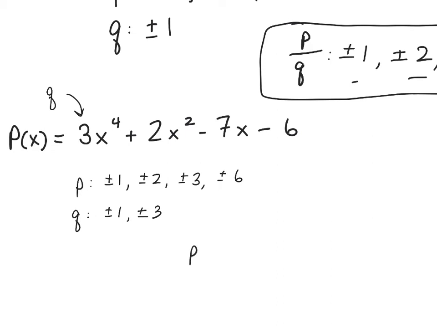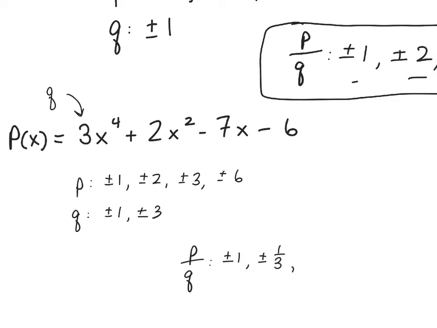So now when we make our list using the rational zeros theorem, p divided by q, we take one value of p divided by one value of q at a time. So 1 divided by 1 is plus or minus 1. But then we have to take this 1 and divide it by the other value of q. So plus or minus 1 divided by plus or minus 3 is plus or minus 1/3.